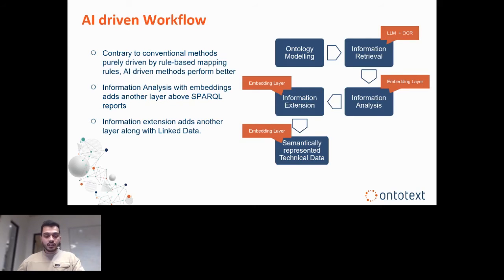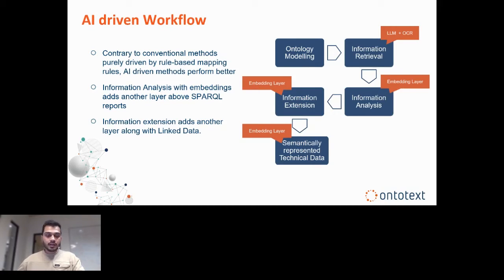And then if information is missing, we extend the information using embeddings. Once your information is extended, you would want to semantically represent the complete data of your client. And this together is a pretty good AI-driven workflow. Contrary to previous methods, you have a lot of rule-based approaches, with mapping rules, and then SPARQL queries where you're analyzing your client's information. But with embeddings, you can perform better tasks. You can have better recommender systems and so on.